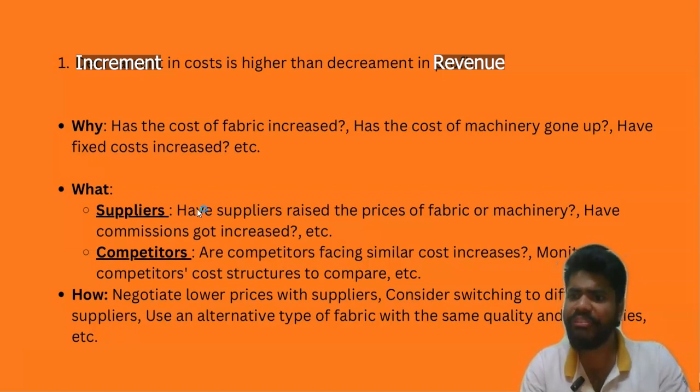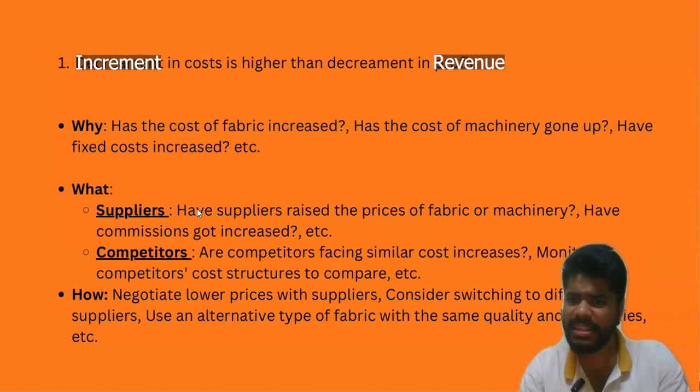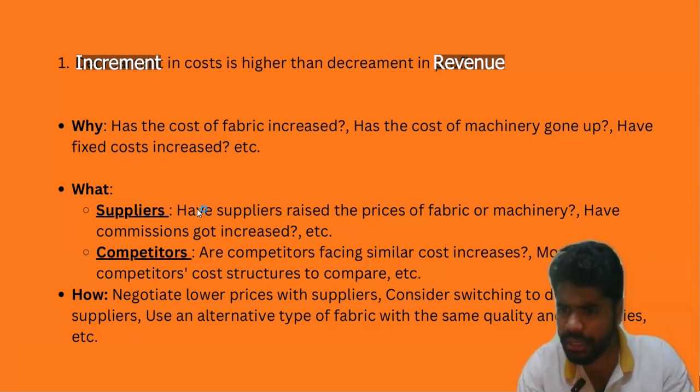Why? Has the cost of fabric increased? Has the cost of machinery gone up? Have the fixed costs increased? Think about all these things. What can suppliers do? Have suppliers raised the price of the fabric and machinery? Not like that, say, have commissions increased?